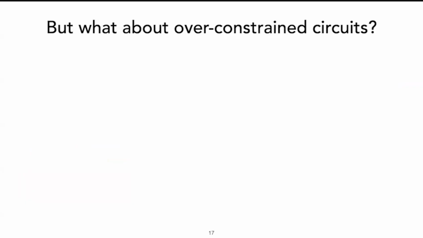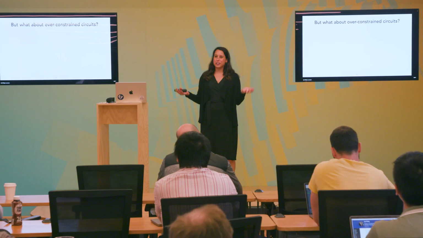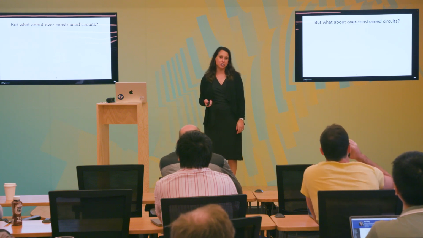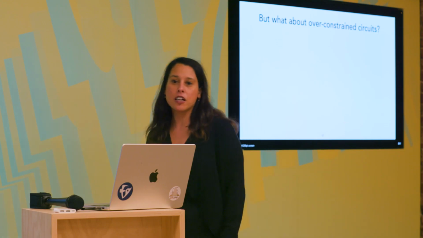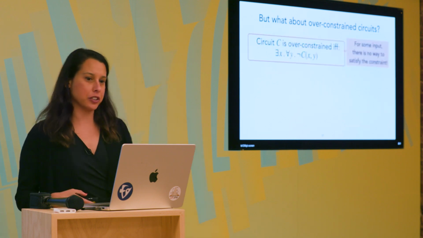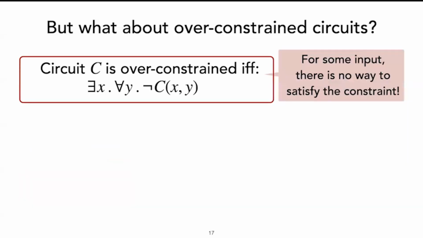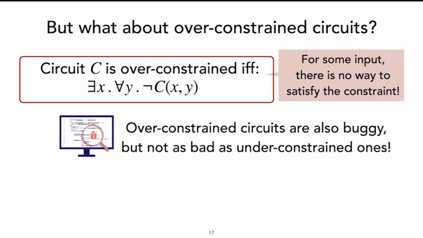Okay, so I bet a lot of people at this point say, if there's a notion of under-constrained, can a circuit also be over-constrained? Sure, we can also come up with a definition of an over-constrained circuit. Intuitively, an over-constrained circuit says that for some input that perhaps satisfies some precondition, there is no way to satisfy the circuit. So there exists an X such that for all Y, C of XY always evaluates to false.